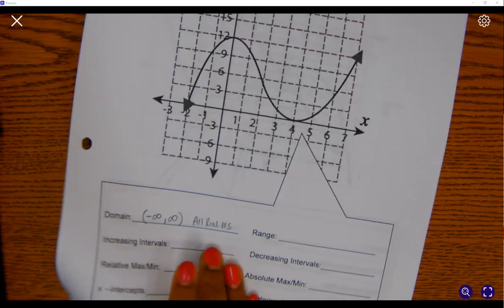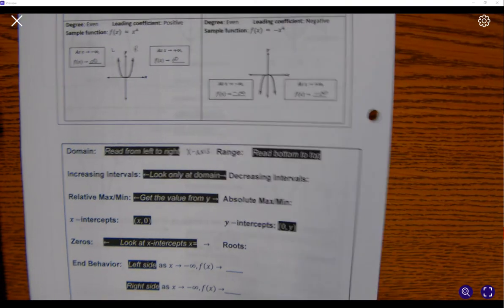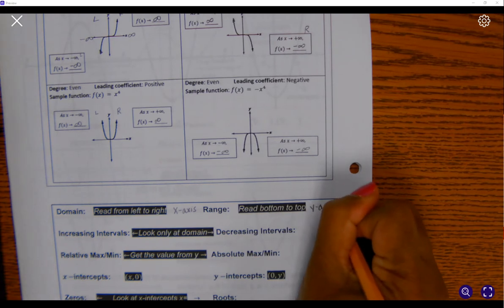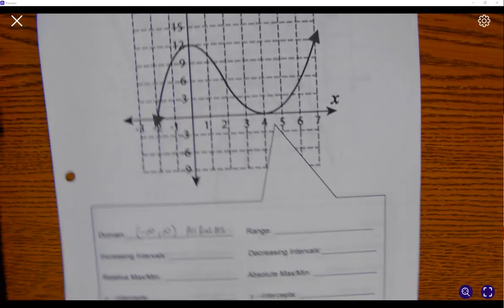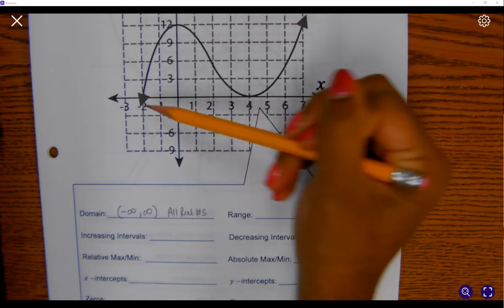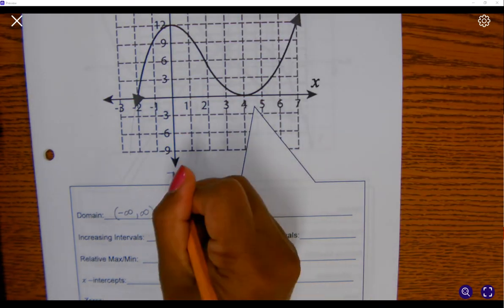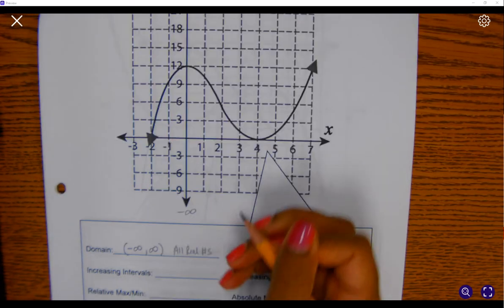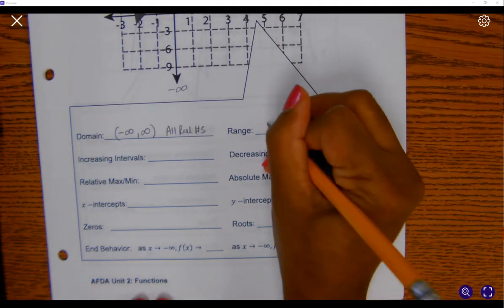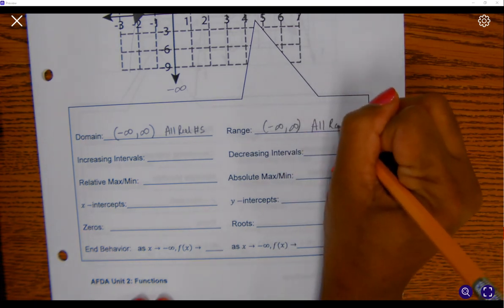To find the range, you read it from bottom to top on the y-axis. Forgot to write that here. So here, on the bottom right here, because of this arrow, because it keeps going down, we're going to say it starts from negative infinity on the y-axis and it keeps going all the way up. So it goes to positive infinity. So this is also the same thing, negative infinity to positive infinity, all real numbers.